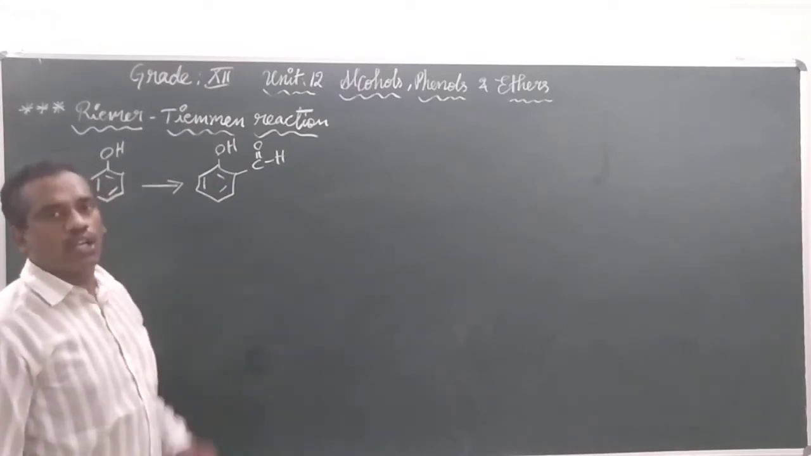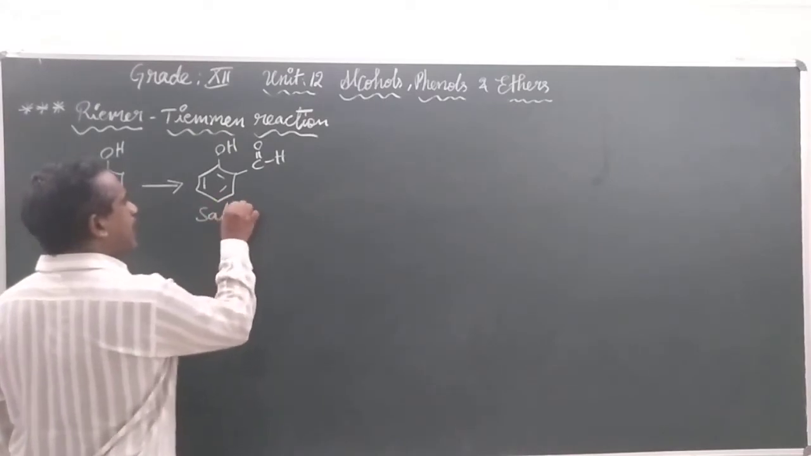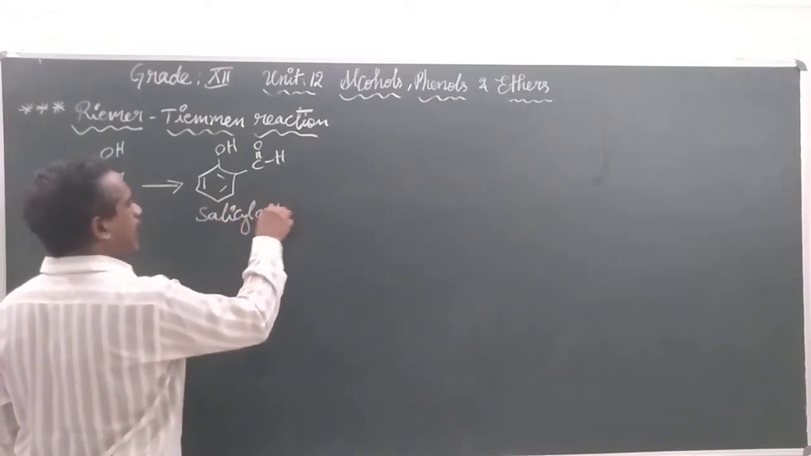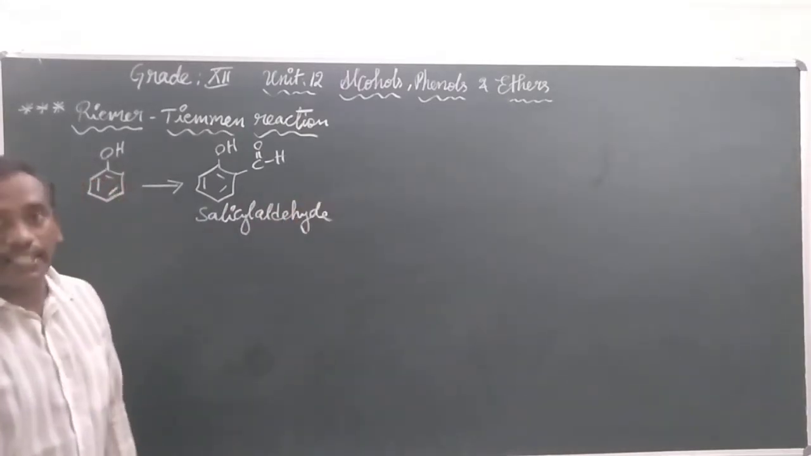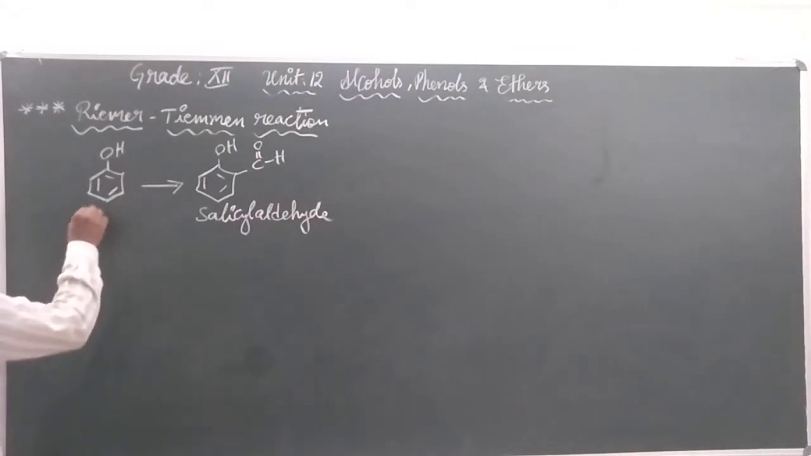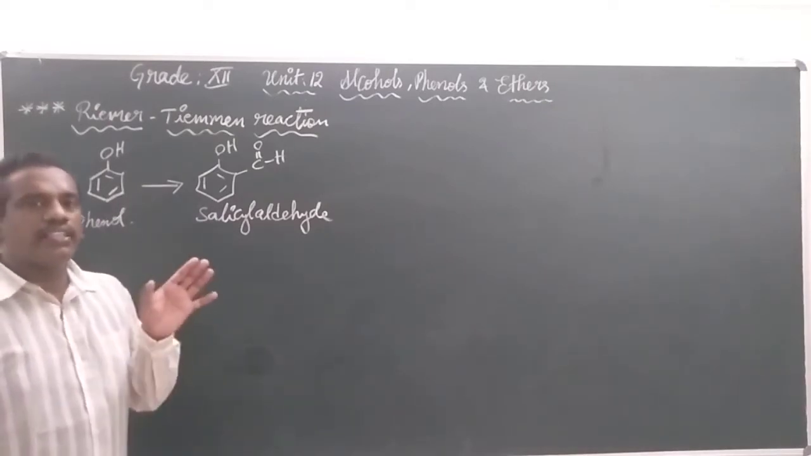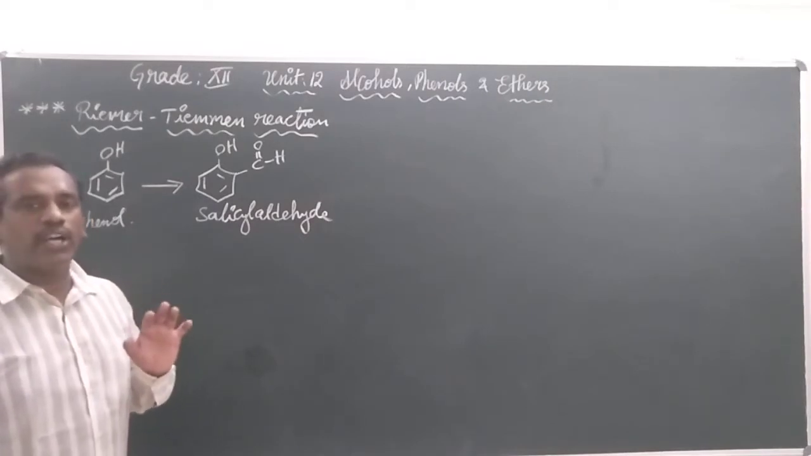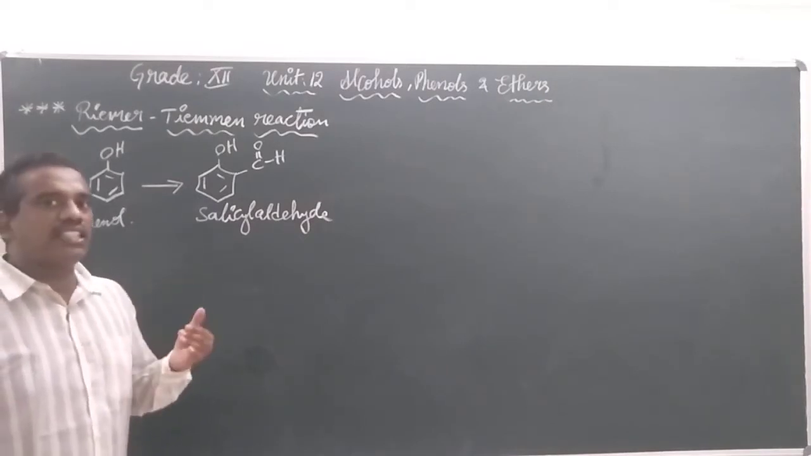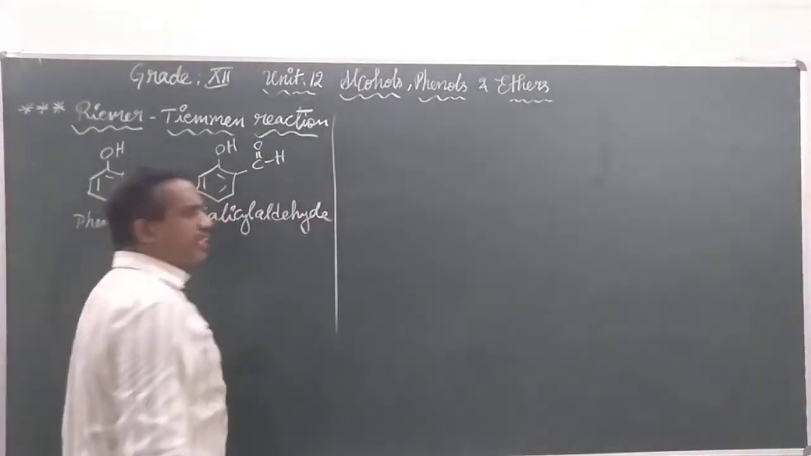So what do we call the name of the compound? It is called salicylic aldehyde. Our task is to convert phenol into salicylic aldehyde. So let us see the basic equation that is used in the board examinations. Next we will see the mechanism useful for the objective. So what is the basic equation here?